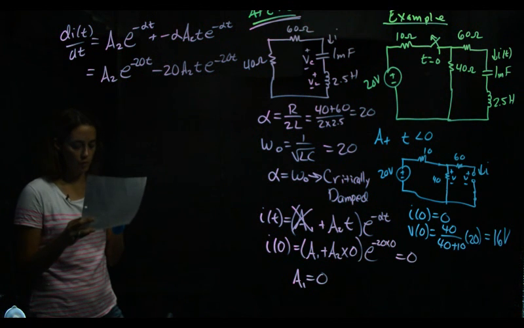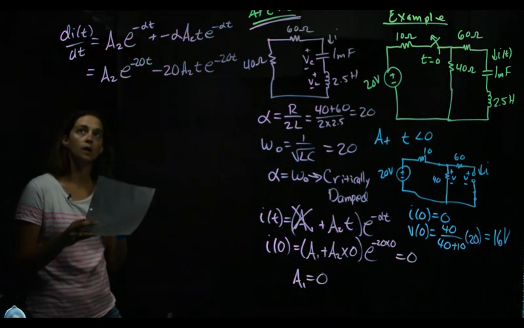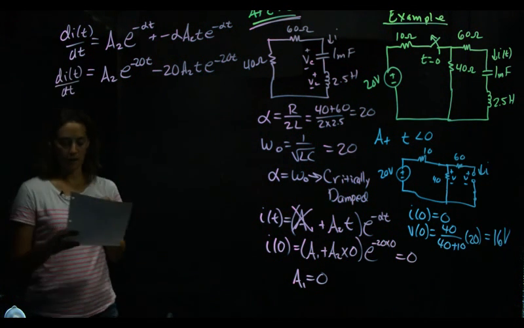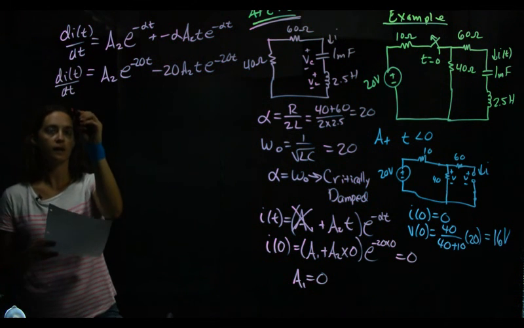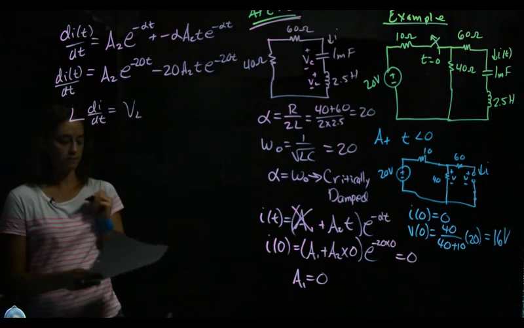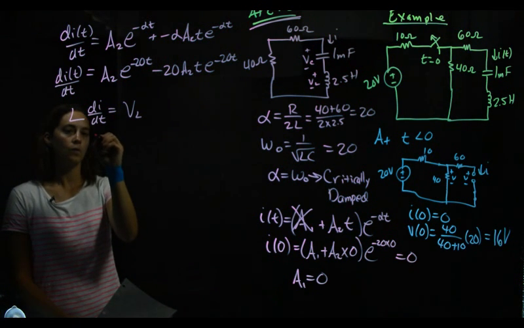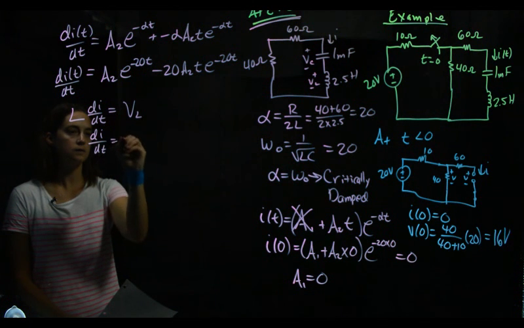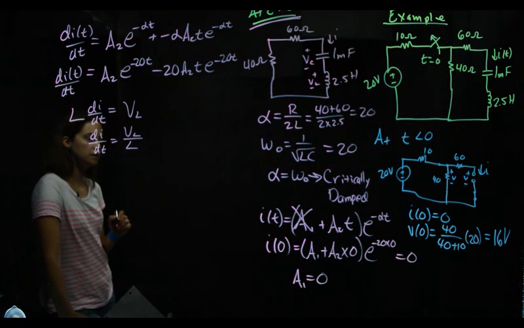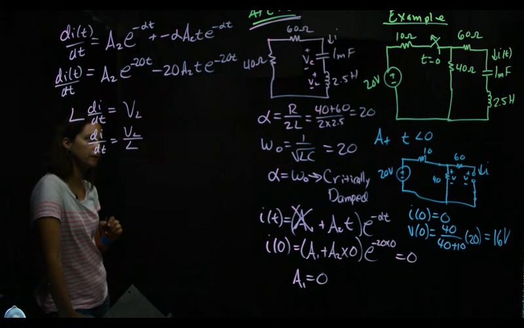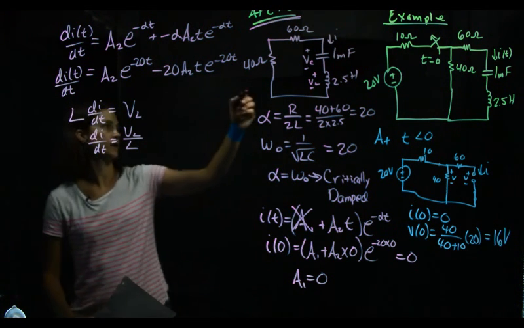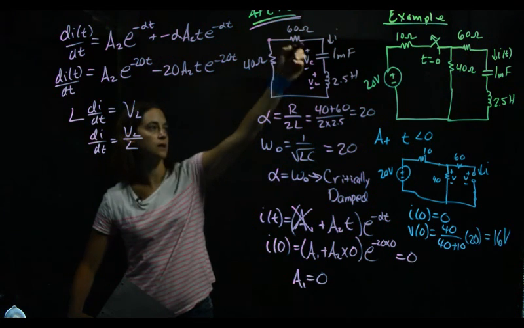Okie dokie. So now what can I do? Well, I need this initial condition. And remember that L di/dt is equal to VL, or di/dt is equal to VL over L. So I need the voltage across that inductor, right? So how can I find that? Well, if I put these in series, I have 100 ohms.